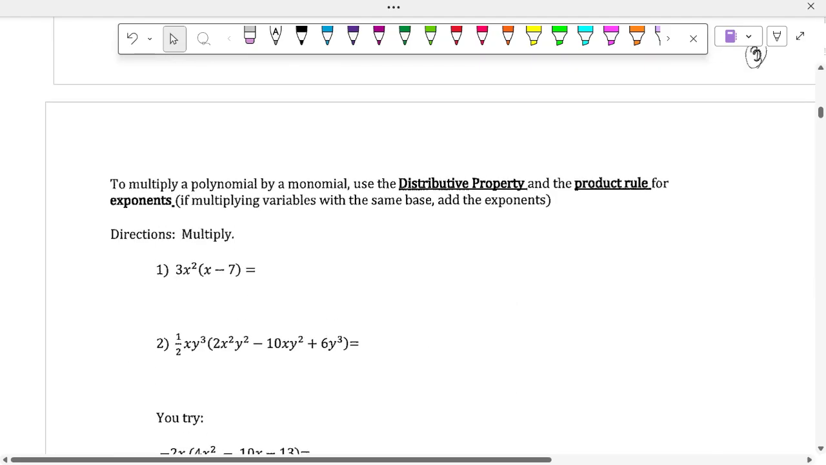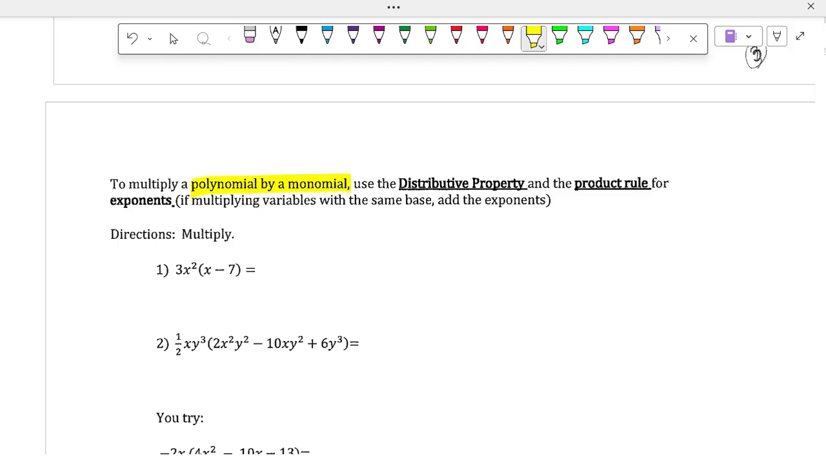Now we're talking about multiplying a polynomial by a monomial. So any type of polynomial, whether it's 1, 2, 3, or 4 terms, etc., by a monomial, a one-term polynomial. You use the distributive property, which you guys are very familiar with, and the product rule for exponents.